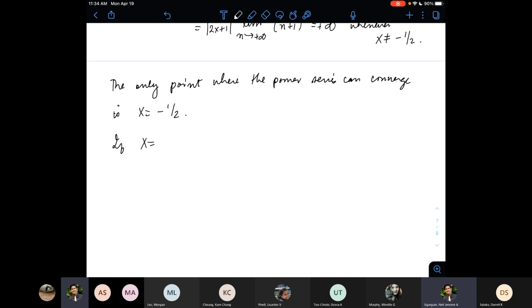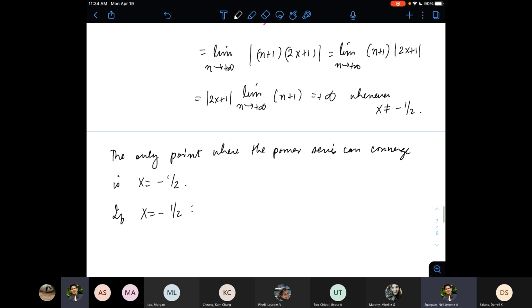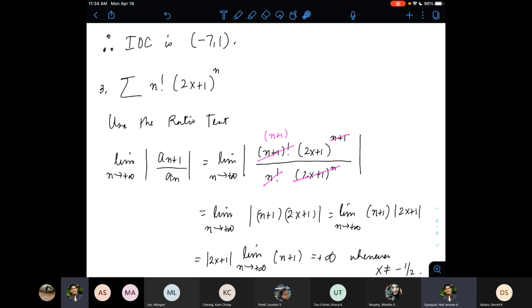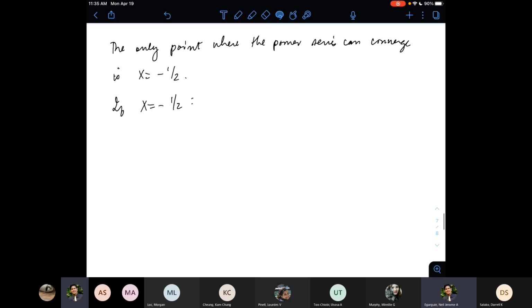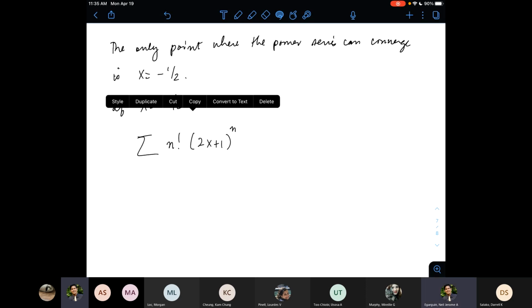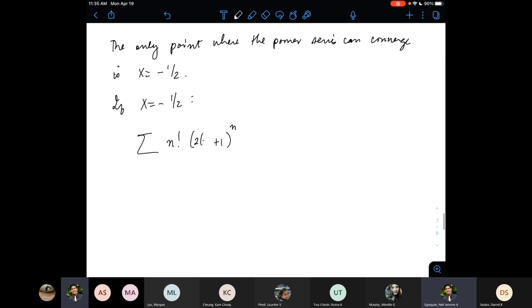So if x is equal to negative 1/2, what do we have? Well, I look at my series. If I replace x by negative 1/2, I'll have the sum of n factorial times 0 to the power n. But 0 to the power n is equal to 0. It's not a limit.